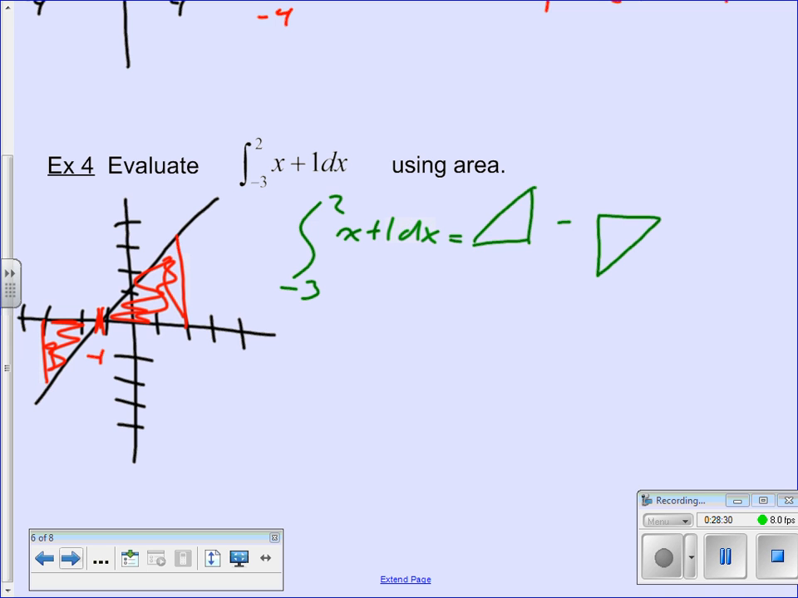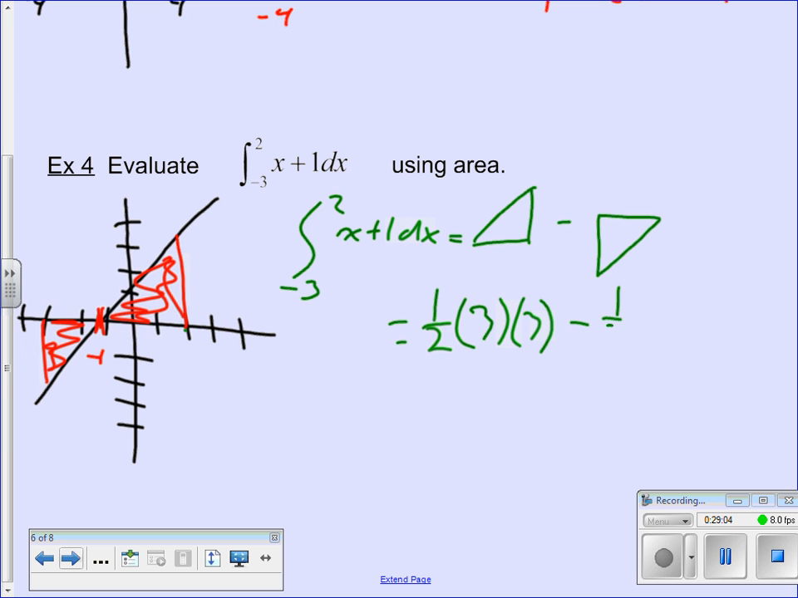What is the formula for the area of a triangle? 1/2 base times height. Okay, so for our first one, it's 1/2. Our base goes from -1 to 2, so that's 3. And our height, okay, at 2, how tall is it? I plug 2 into the function. 2 plus 1 is 3. So there's the area of the first triangle, base times height.